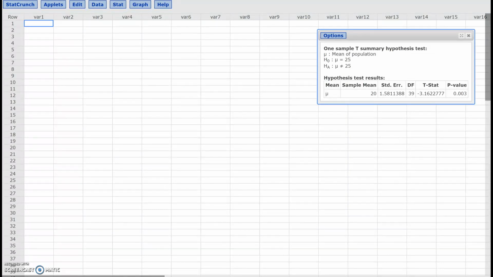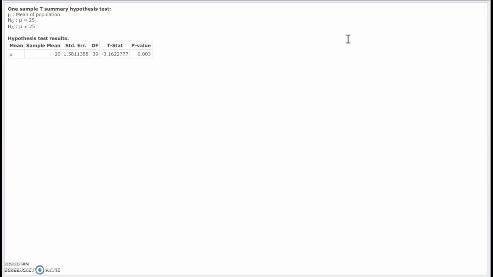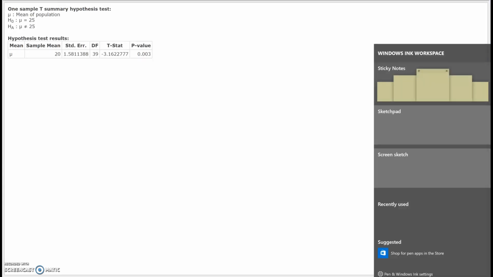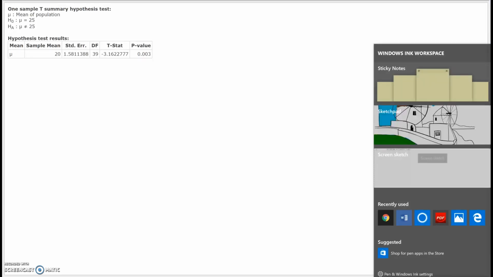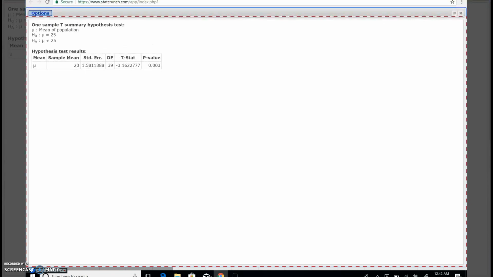Here's your table. We'll go ahead and maximize it. What you're mainly looking at is this portion. You're only looking at the p-value. That's what we're really interested in. Basically, we're looking at the p-value.